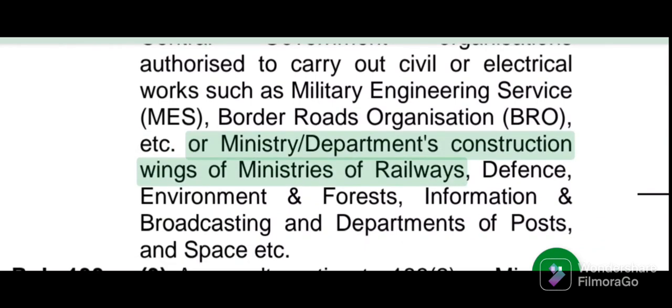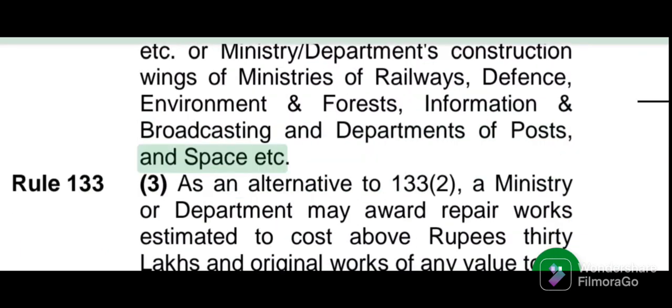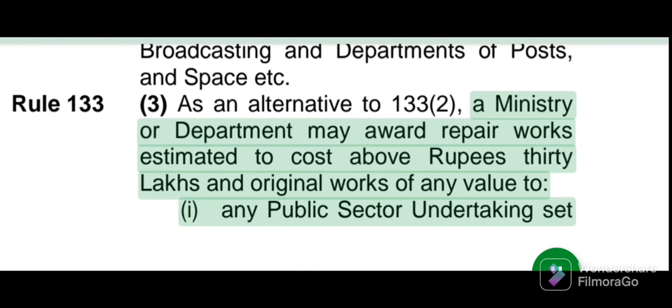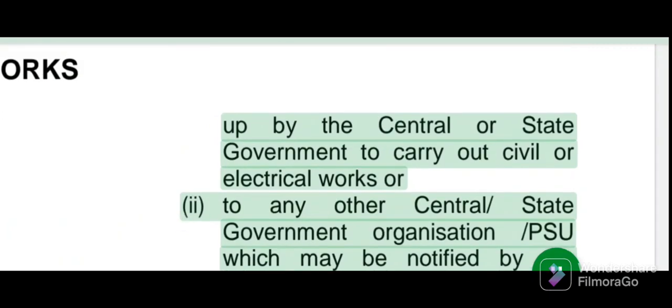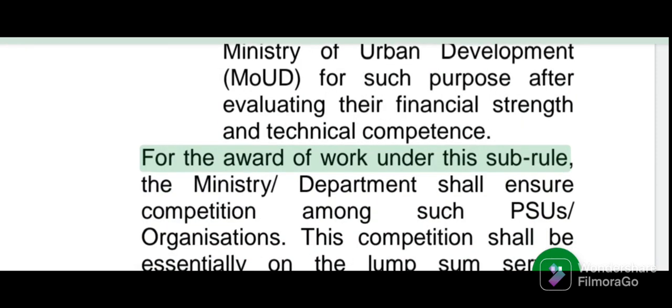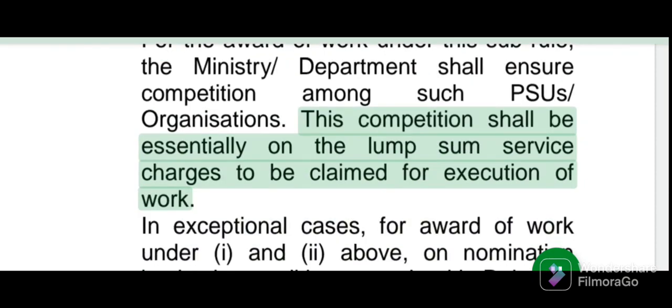A ministry or department's construction wings of Ministries of Railways, Defence, Environment and Forests, Information and Broadcasting and Departments of Posts and Space etc. Rule 133(3). As an alternative to 133(2), a ministry or department may award repair works estimated to cost above Rs 30 lakhs and original works of any value to (i) any public sector undertaking set up by the central or state government to carry out civil or electrical works, or (ii) any other central, state government organization (PSU) which may be notified by the Ministry of Urban Development (MoUD) for such purpose after evaluating their financial strength and technical competence. For the award of work under this sub-rule, the ministry or department shall ensure competition among such PSUs or organizations. This competition shall be essentially on the lump sum service charges to be claimed for execution of work.